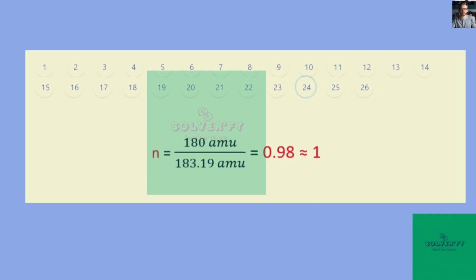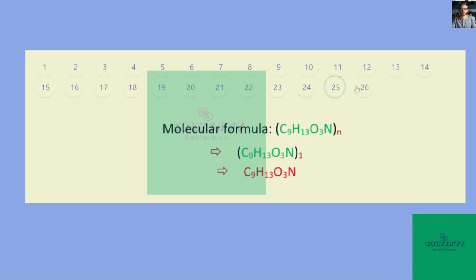Now we will divide the molecular weight of this substance, which is given as 180 AMU, by the empirical formula weight, which we have just calculated as this, and the value will give us 1 again. So that means in this case also, just replacing the n by 1, we will get this, and that means in this case also the molecular formula is the same as its empirical formula.